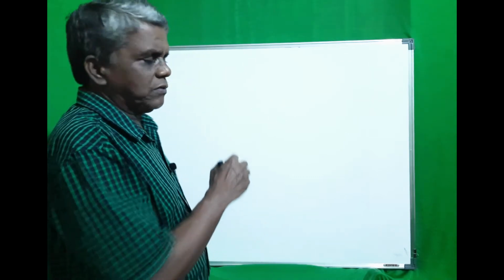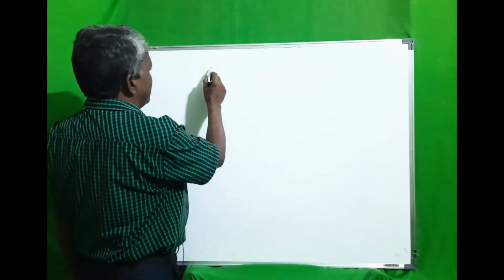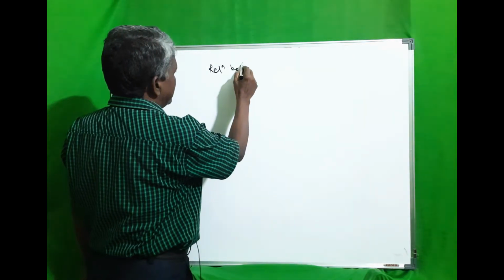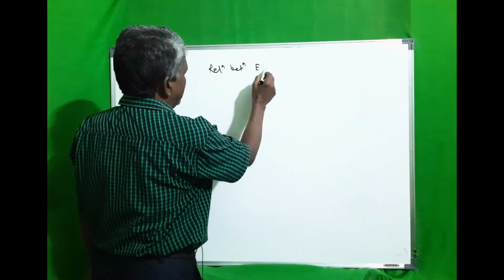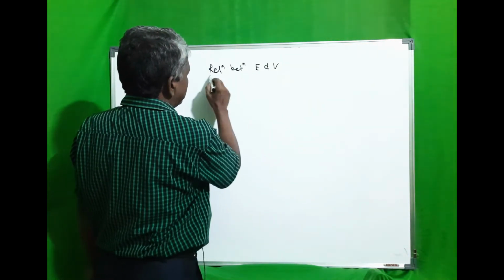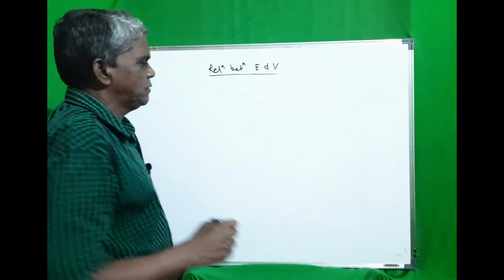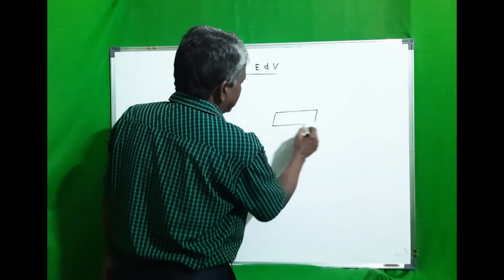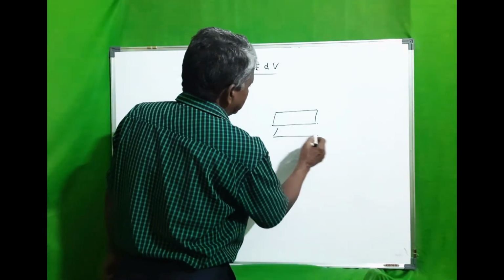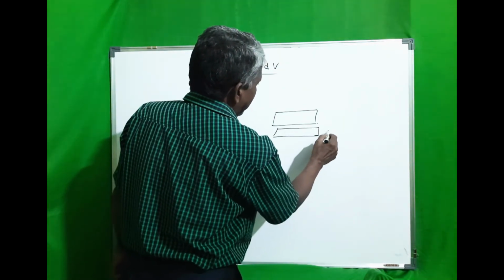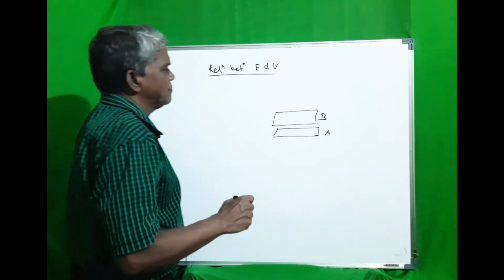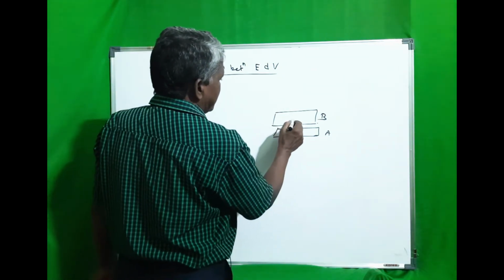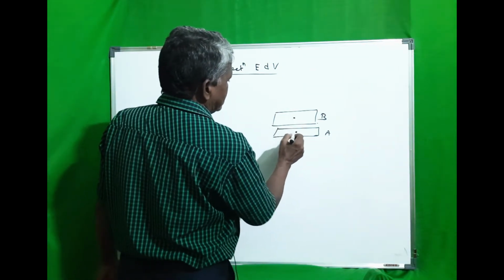We'll discuss the relation between electric field and potential. Relation between E and V. Consider two plates A and B held parallel with small separation dr.